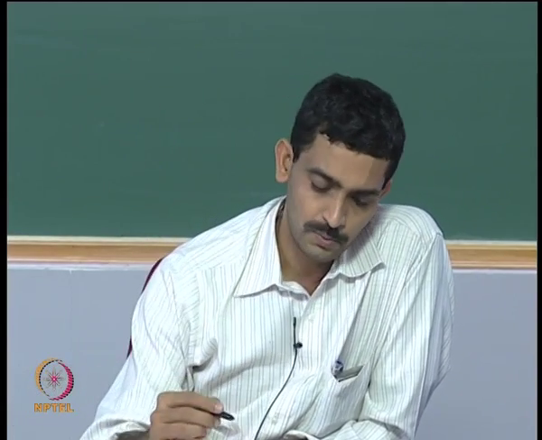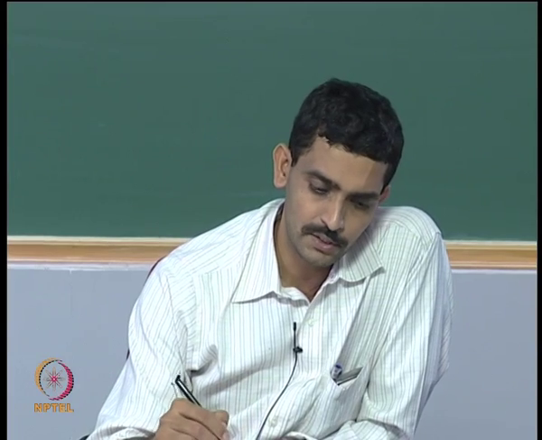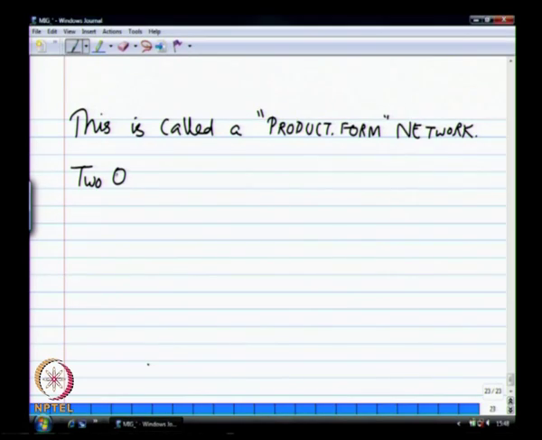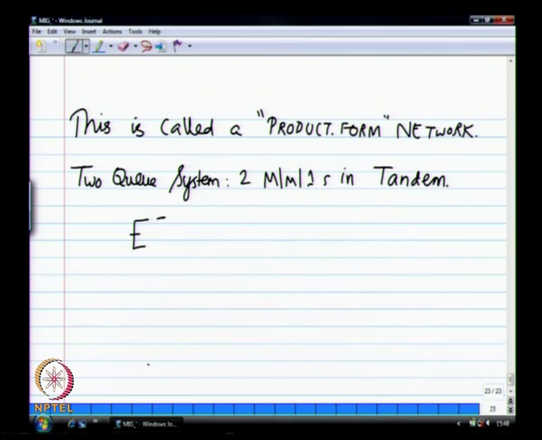Okay, so we will do one small example and then we will stop. Let us look at a 2 queue system. So two M/M/1 queues in tandem. What is E of n? E of n is the total number of customers in the system, the total number of customers in the entire tandem queue system. What is that going to be?